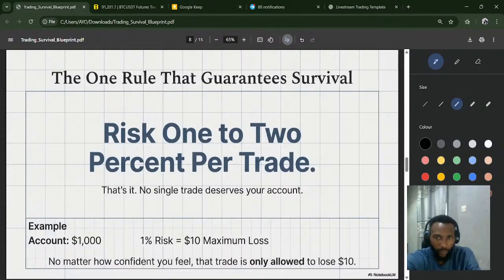All right, let's go on. The one rule that guarantees survival in trading is to risk 1 or 2% per trade. No single trade deserves your account. You understand? One rule that guarantees survival is risk 1 to 2% per trade.